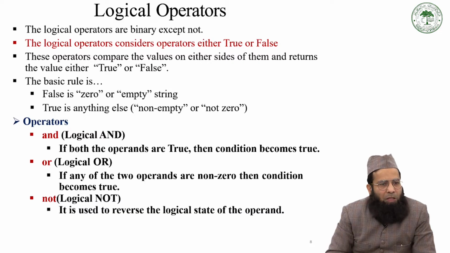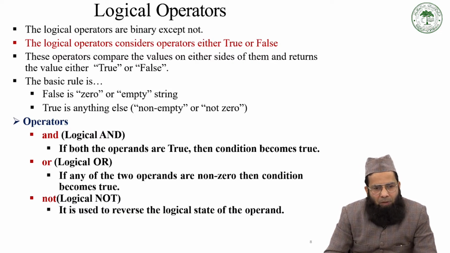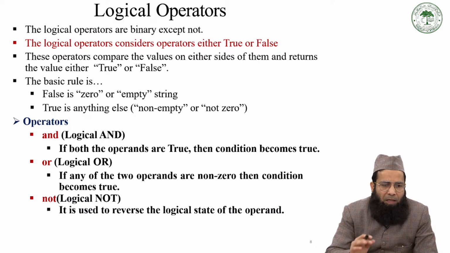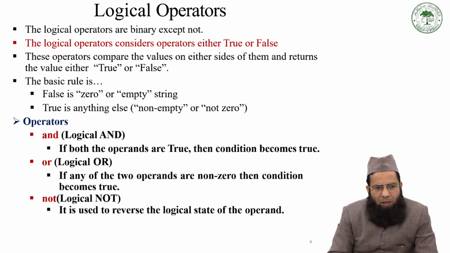Now there are certain logical operators as well. The logical operators are binary except NOT. Otherwise, all the logical operators are binary operators, whether it is AND or OR. The logical operators consider operands as either true or false. These operators compare the value on either side of them and return either true or false. So what would a logical operator check?